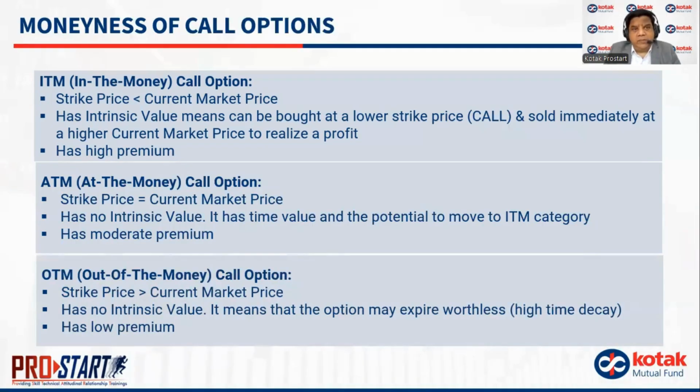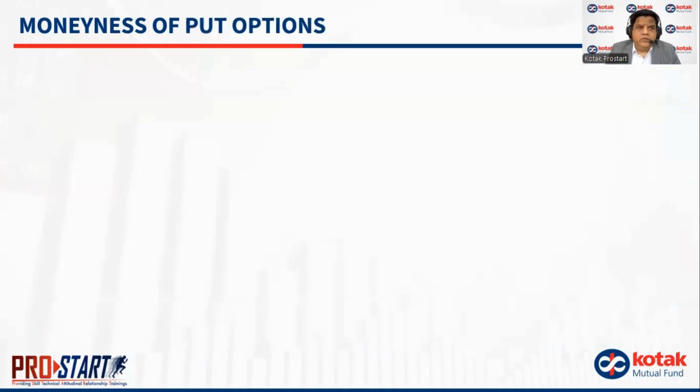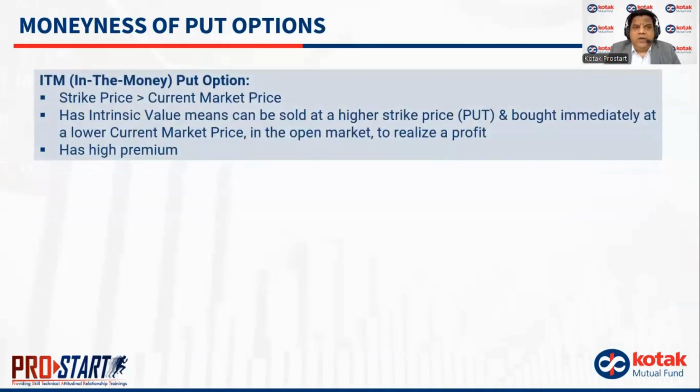So having understood the moneyness in call options, let's move forward to the moneyness in put options. So what is it? ITM. Now, in the money options, as we said, should make immediate money. Put means sell. So if the strike price is more than the current price, what can I do? I can currently sell it at the strike price and immediately buy it at the current market price, which is lower, making a clear instant profit. So here the premium is high, obviously, because I can make immediate profits out of it.